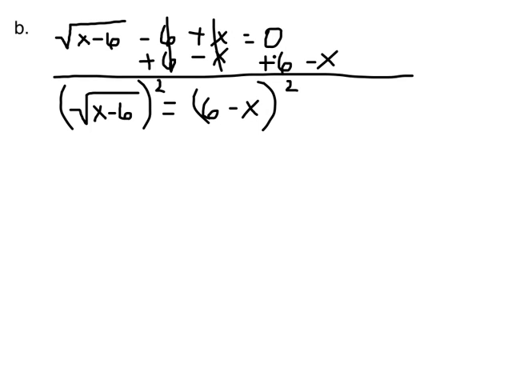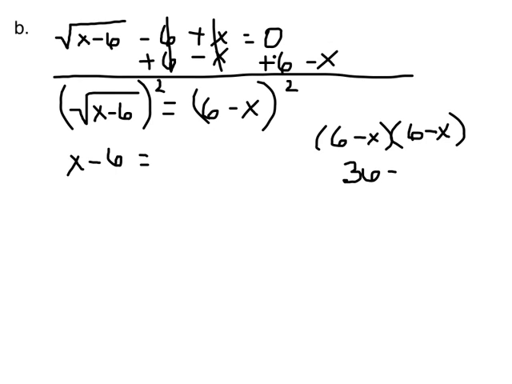And when I do, I'm going to get rid of the radical sign here, and I have x minus 6 equals, and here I'm going to FOIL this. 6 minus x times 6 minus x would be 6 times 6 is 36, negative 6x, negative 6x, and x squared. Alright, so I have equals x squared minus 12x plus 36.